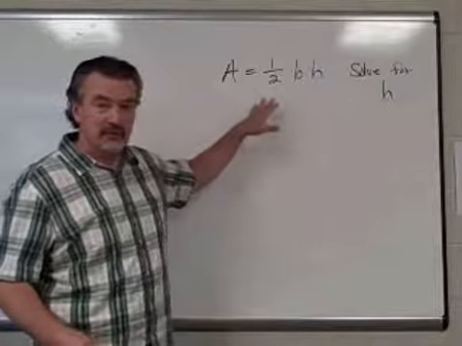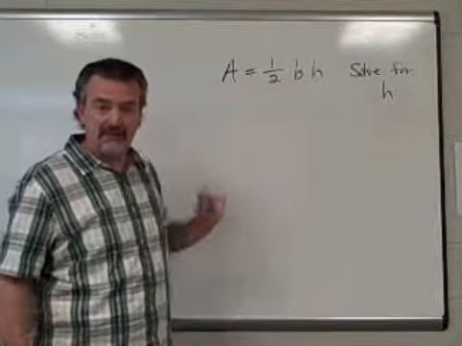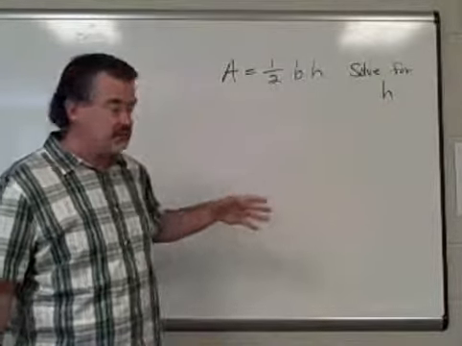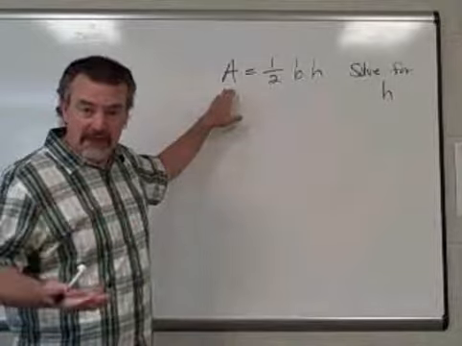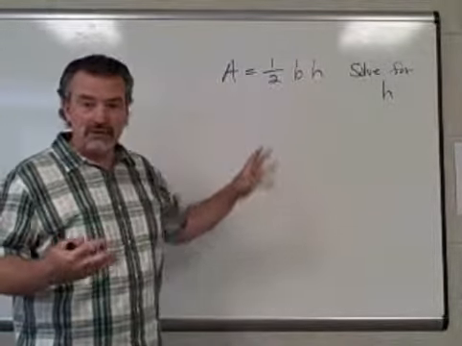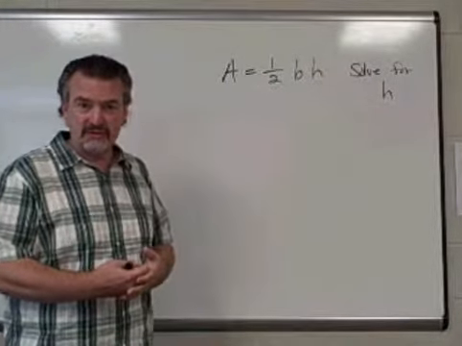So the area of a triangle can be found by taking the base times the height and then taking half of that figure. Well, let's take this formula and solve it for H. Right now it's solved for A. The A is by itself with a coefficient of positive 1. I want to solve for H. I want to get the H by itself with a coefficient of positive 1.